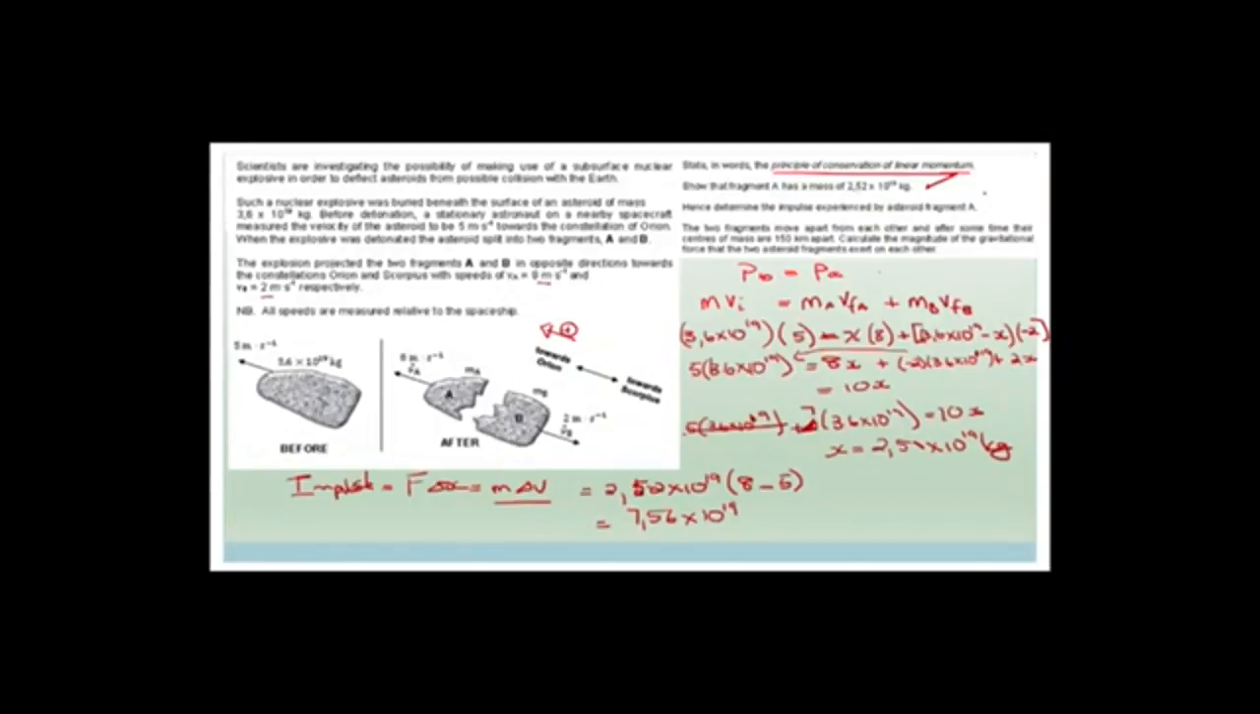And now you just have to be careful because they've asked us to measure the impulse. An impulse is in Newton seconds. It doesn't matter that you've actually used the change in momentum, because we know the change of momentum is equal to impulse. It doesn't matter that you've used that formula. What matters is that you are working out impulse, and therefore you have to use the impulse units, which is Newton seconds. So the answer for this is 7.56 times 10 to the 19 Newton seconds. Right, now before we read the next question, let me just erase all this writing.